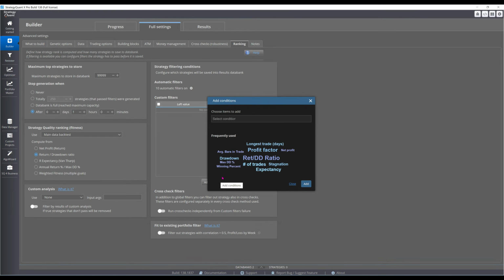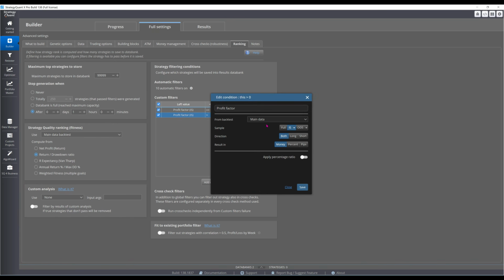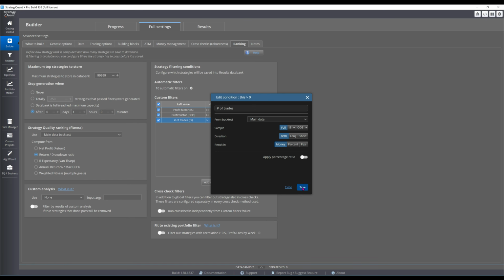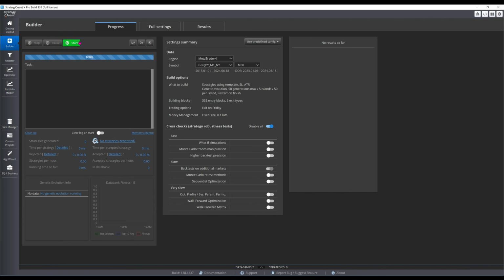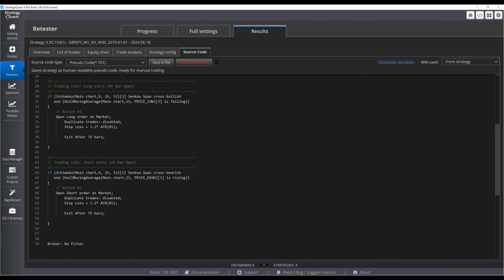Custom filters is where you specify the minimum performance you will accept. For both in and out-of-sample portions of the data, a minimum 1.3 profit factor is required. I also require at least 350 trades over the backtest, or about 3 trades a month. Now run the builder. Here's one of the strategies it came up with.